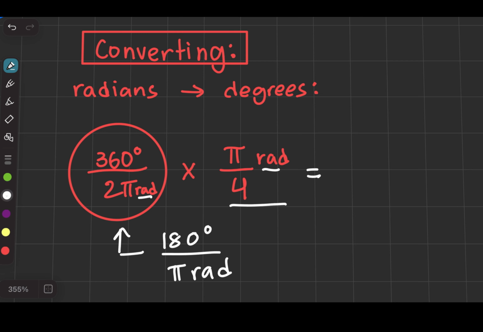So to do that, we're going to divide out the pi radians in the denominator here, and we're left with 360 degrees divided by 2 times 1 over 4, which gets us to 180 degrees divided by 4, and gives us our final answer of 45 degrees.